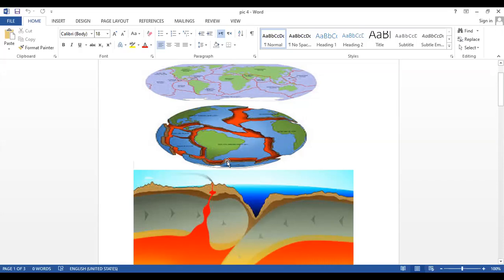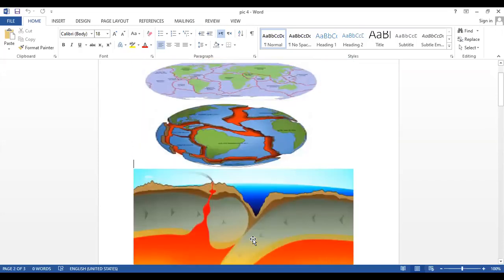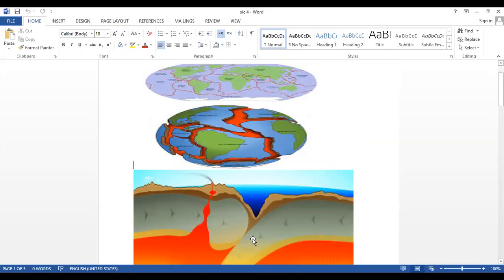So when these slabs of earth or slabs of crust started to move slowly, it helped in forming the continents and it helped in forming the mountains. What else? I told you that it also helped in causing earthquakes and volcanoes.